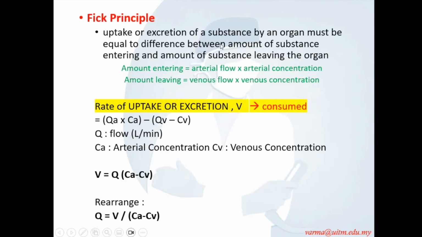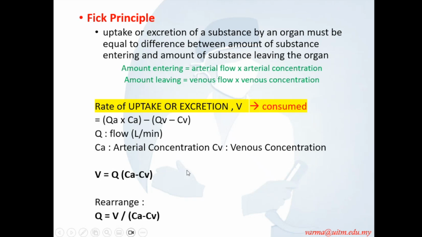Uptake or excretion of a substance by an organ must be equal to the difference between the amount of substance entering and the amount of substance leaving the organ. Amount entering is the arterial flow times arterial concentration, CaO2. Okay, in the case of oxygen, the blood flow that goes in is your cardiac output times your arterial oxygen concentration. This is your oxygen delivery. Amount leaving is venous flow times venous concentration, how much oxygen is being returned to the heart. So this is venous flow, this is arterial flow, this is venous flow. Rate of uptake is the amount that is being consumed.